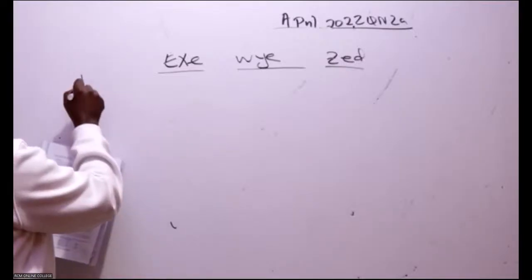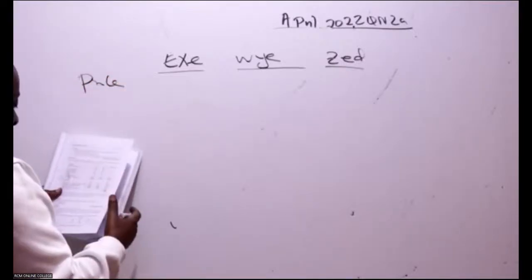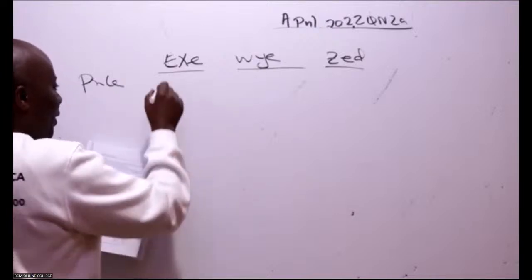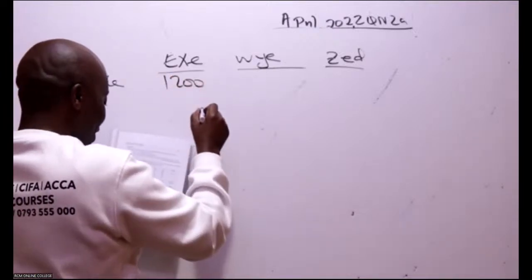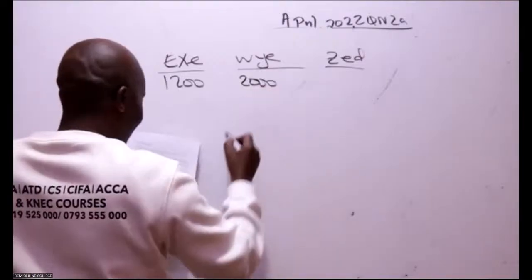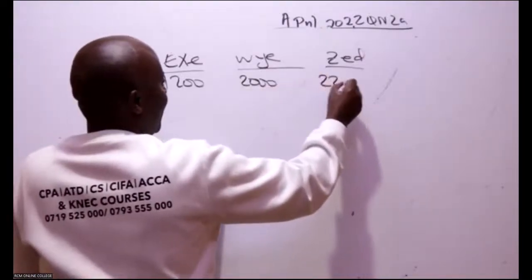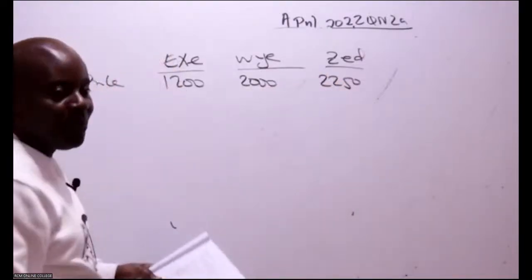So we have the selling price for X: 1,200. We have 2,000. Then we have 2,250. So we want to get the throughput contribution margin.